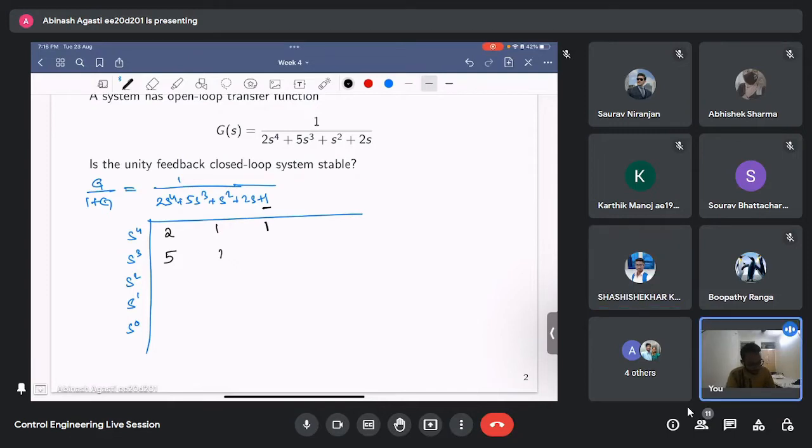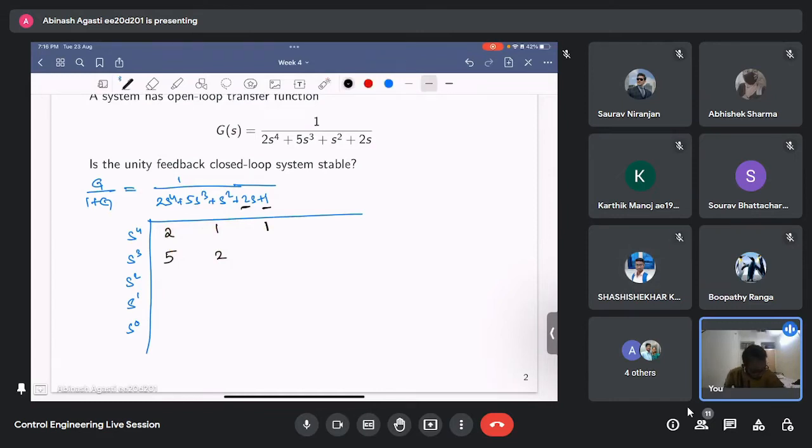No, not 5, 1. Check properly. 5, 2. 5, 2, sir. Correct. So basically we fill the coefficients starting from the higher order in this way. Correct? Okay. So now how do we get to the next step?